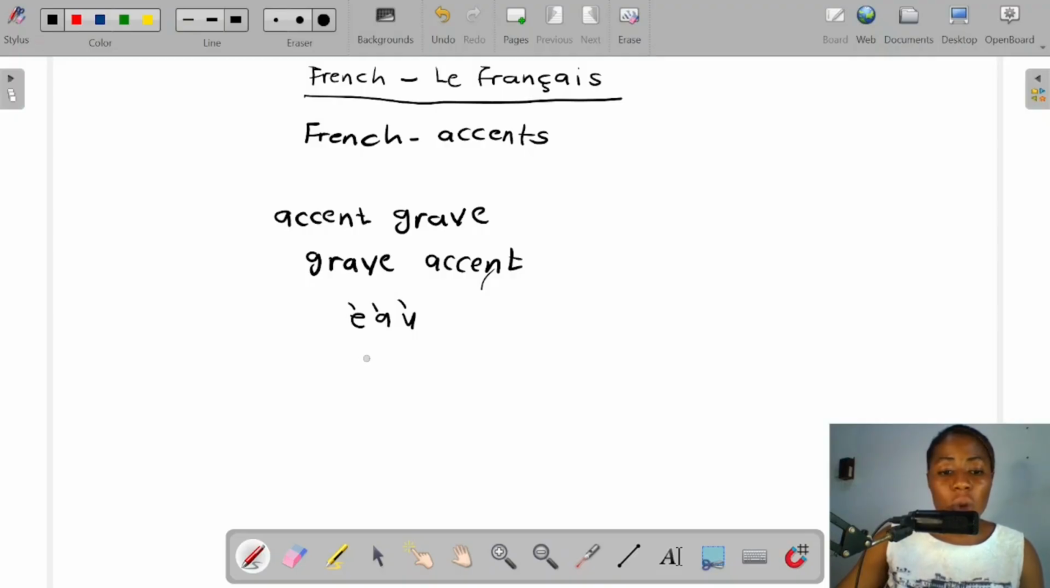The accent aigu is only written on an E, but the accent grave is written on an E, an A, and a U. Very bien. All right, so when this accent grave is written on an A, it does not change the sound of the A. It does not also change the sound of the U.